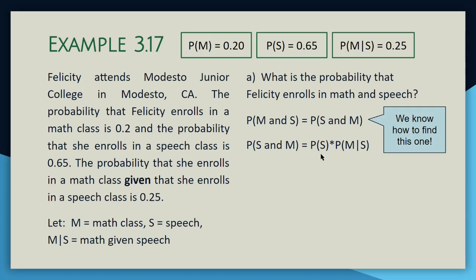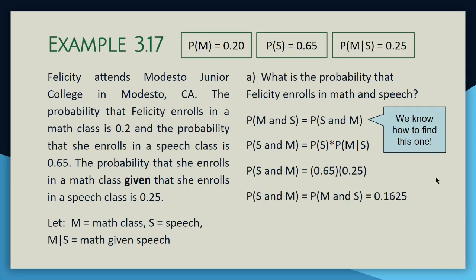And this is nice. We have both of those. P(S) is 0.65 and P(M given S) is 0.25. So the probability that she enrolls in both speech and math, or math and speech, is 0.1625, or 16.25%. So keep that in mind. We're going to go ahead and tackle the next one.